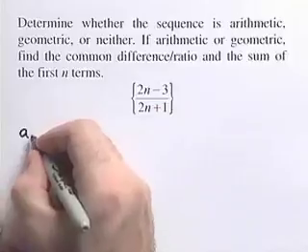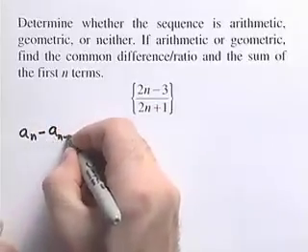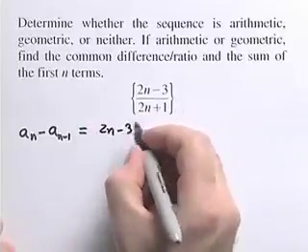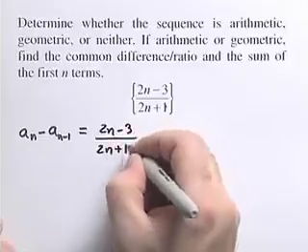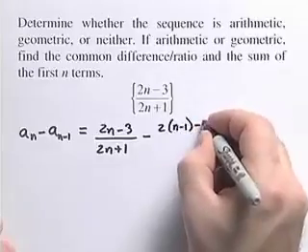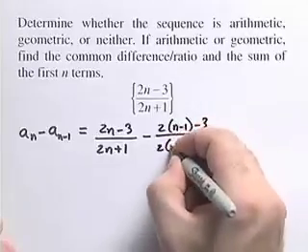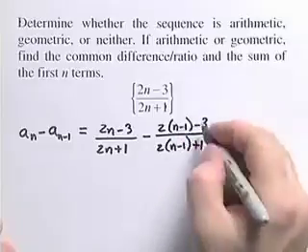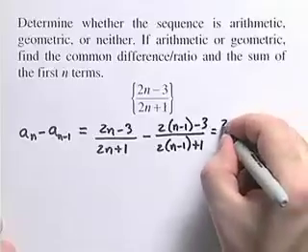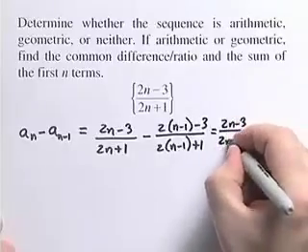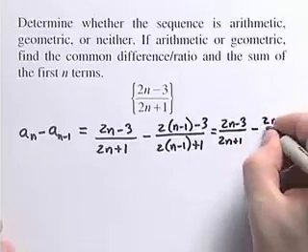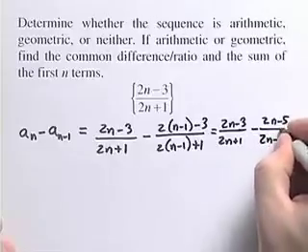That is, we want to find a_n - a_(n-1). To do that, we'll have (2n - 3)/(2n + 1), that's the nth term, minus (2(n - 1) - 3)/(2(n - 1) + 1), that's the (n-1)th term. This is equal to (2n - 3)/(2n + 1) minus (2n - 5)/(2n - 1).